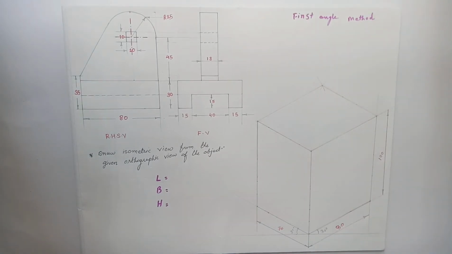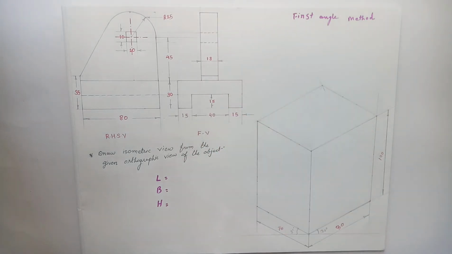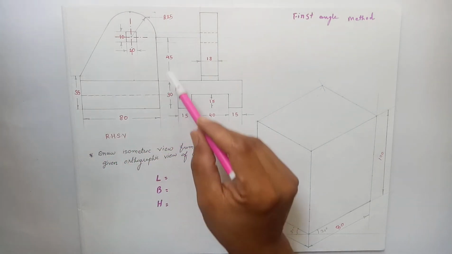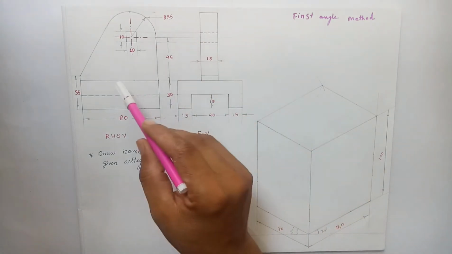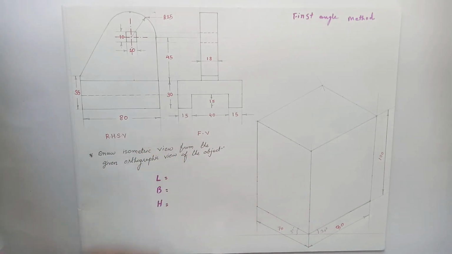Okay, so first of all, as we have done in orthographic projection, in isometric projection we have to follow the same method. First of all, we have to find out the length, width and height of the object. So we will get the length and height of the object from the front view. Here the right hand side view is given, so we will get the width and height from the right hand side view also. So we will get height from the front view and right hand side view. We will get the length from the front view, then we will get the width from the right hand side view.